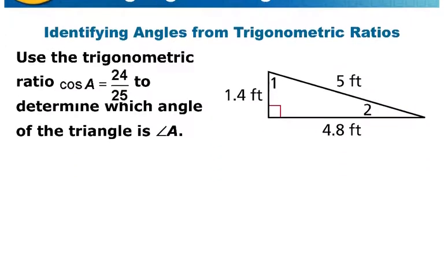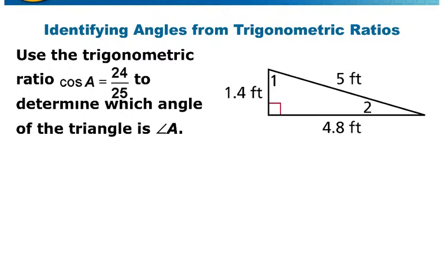All right, so this next one here, we're going to identify triangles from trig ratios. So we're going to use the trigonometric ratio, that cosine of A is 24/25, to determine which angle of the triangle is A. So in order to do this, again, we're trying to find out if this is A or if this is A.